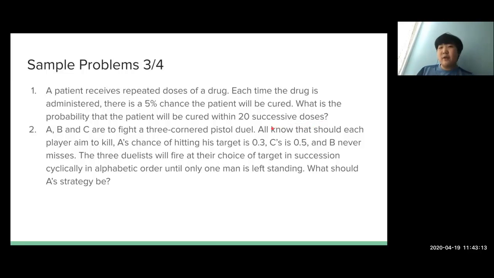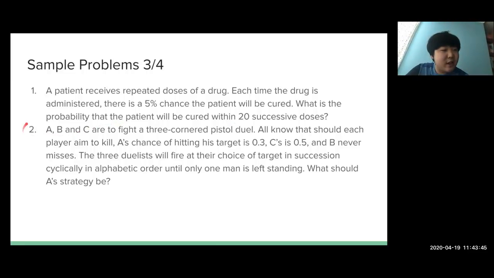Again, this is a very simple kind of inputting the numbers sort of problem. Obviously, there's a 5% chance that the patient will be cured, and we do want to find the probability that the patient will be cured, which would indicate that the common ratio, R, is 5%, or 1 over 20. And since we're doing it over 20 successive doses, we know that there's a limit of 20 successive doses, which means that N is going to be 20. And basically inputting these numbers should allow us to get the answer.